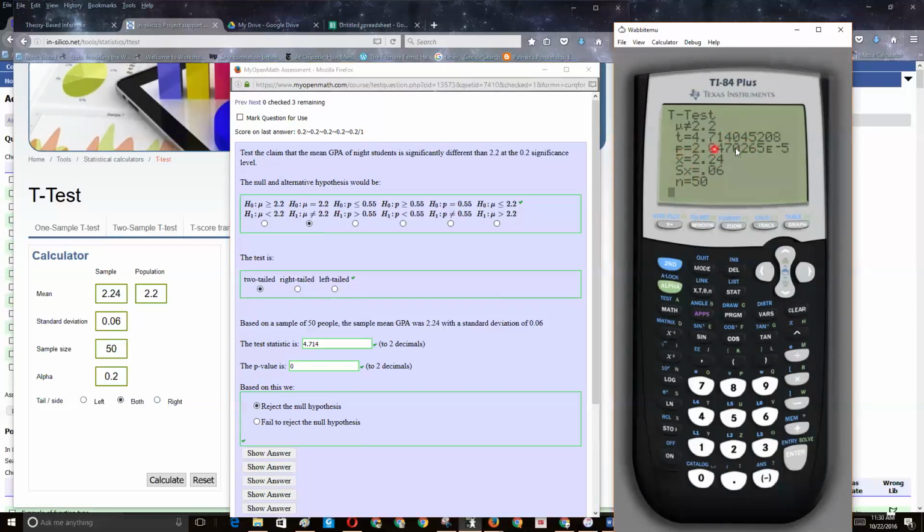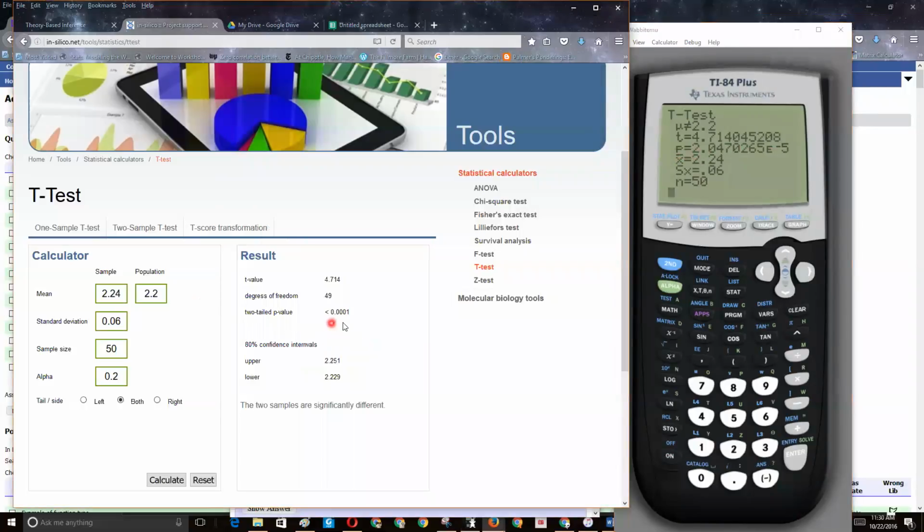And this is what people have been making mistakes with. This is in scientific notation, so you want to make sure you move the decimal point 5 places to the left. And that would correspond with what here. See, it's a very small number. So basically 0. So I hope that helps you solve these questions.